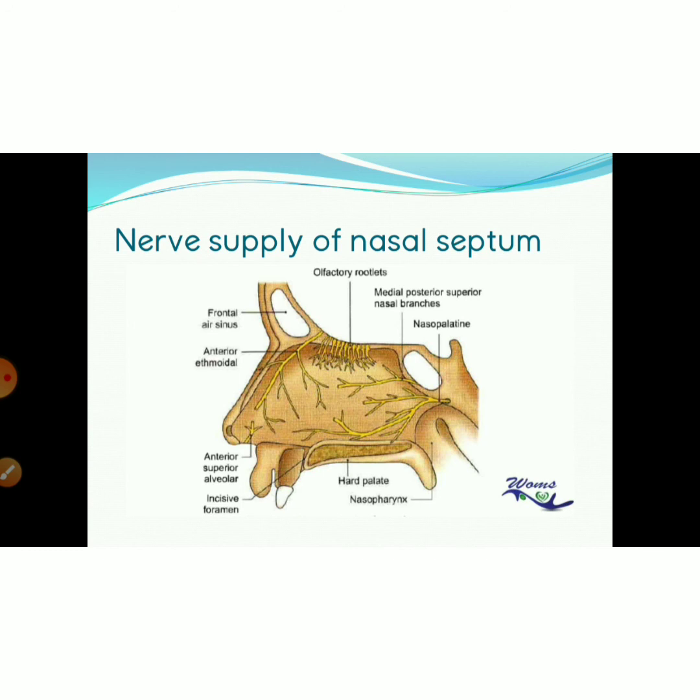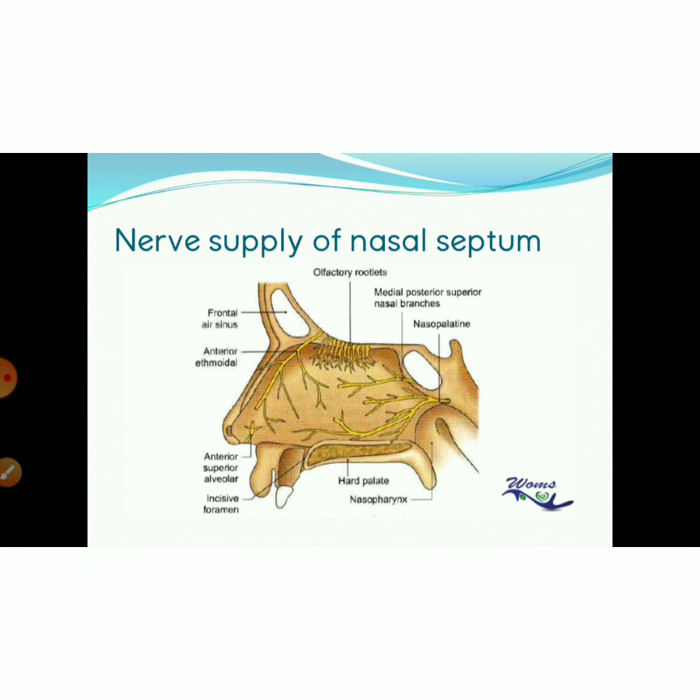Then there is the autonomic nerve supply, that is brought about by the Vidian nerve or nerve of the pterygoid canal. I will show you the picture later. So that is responsible for the autonomic nerve supply. And the postganglionic parasympathetic fibers will control the secretion of nasal glands, and sympathetic fibers from the ganglion supply the blood vessels.